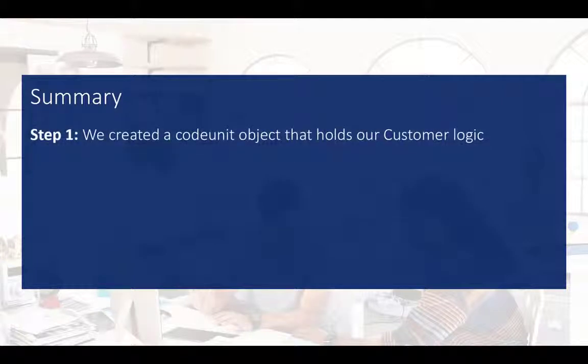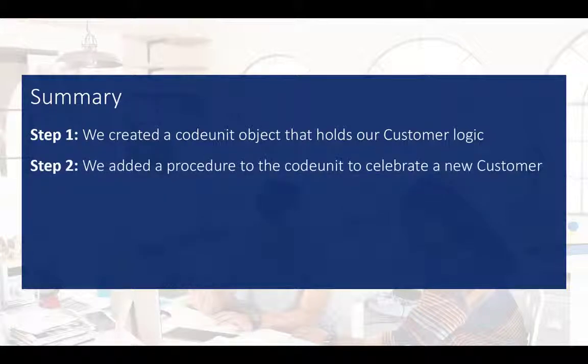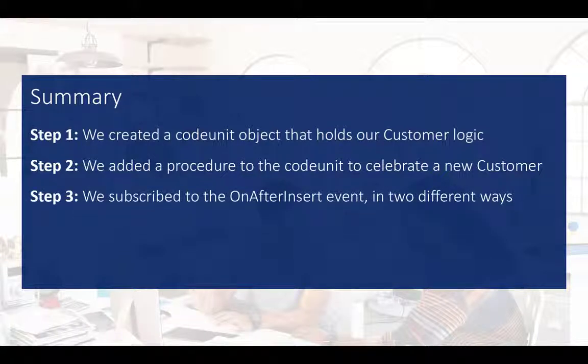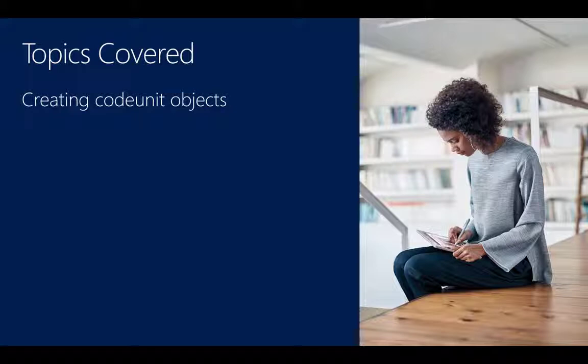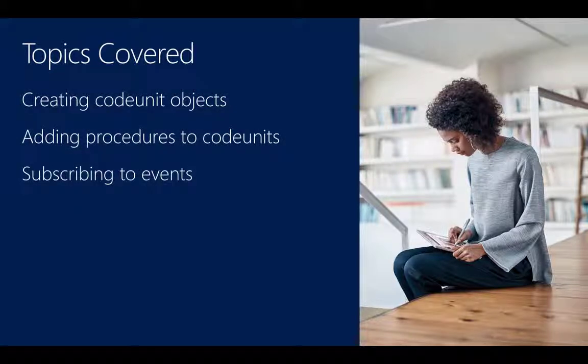In summary, first we created a new code unit object that holds the custom logic to extend Dynamics 365. Next, we added a new procedure to the code unit to celebrate a new customer. And finally, we subscribed to the on after insert event of the customer table, and we added a call to our new procedure. We did this in 2 different ways, and it is up to you to decide when to use each method. Topics covered in this video are creating code unit objects, adding procedures to code units, subscribing to events, and we've also covered how to use snippets in Visual Studio Code.